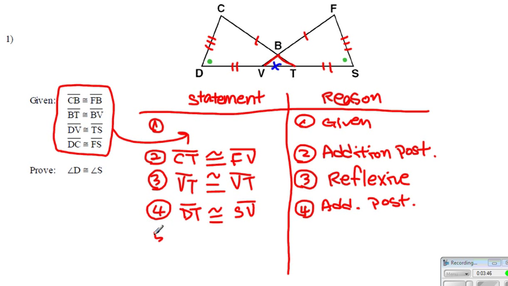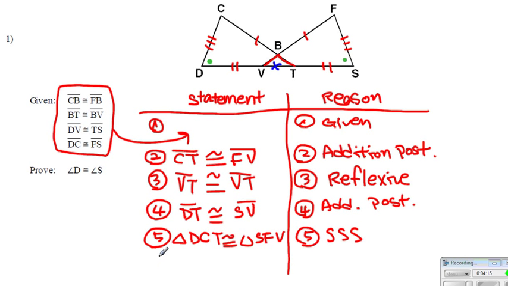Now, with that, what we have done is we compare 3 pairs of the corresponding sides. Then, we can say triangle DCT must be congruent to triangle SFV. And the reasoning behind that would be because 3 pairs of sides, hence we're going to write down SSS postulate. Now, number 6.